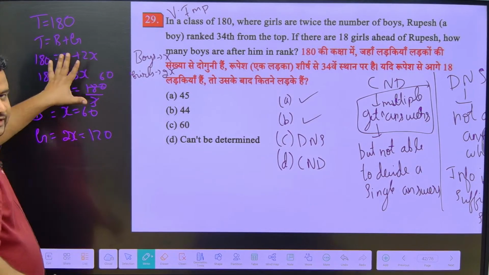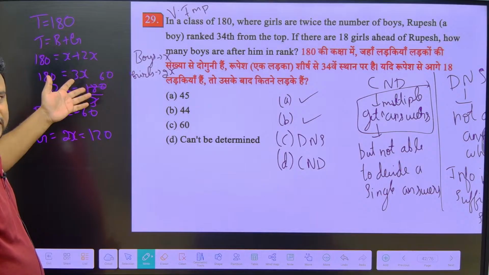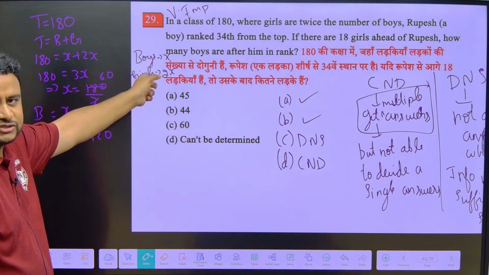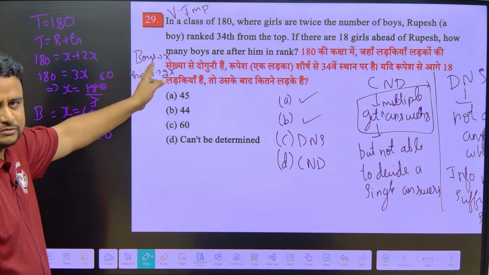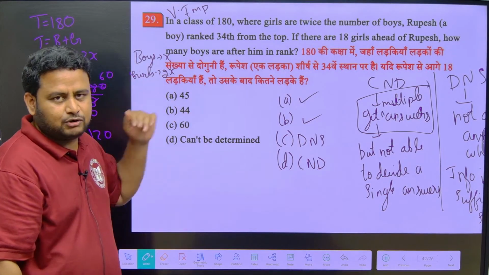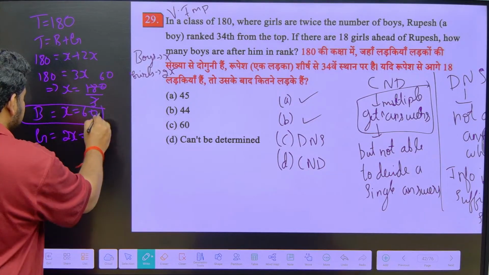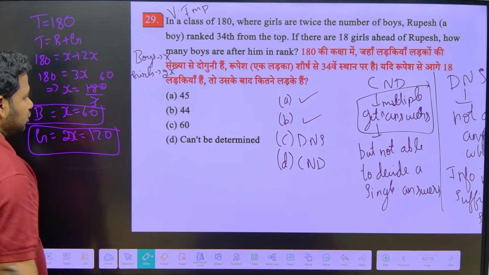See, this many steps I have written because you have to understand the calculation. Otherwise I would have told it directly. So 2x plus x is 3x, 3x is equal to 180, x will be 60, so 2x will be 120. Directly I could have written, but I have written it for your understanding. So boys are x is equal to 60, girls are 2x is equal to 120. We got it now.